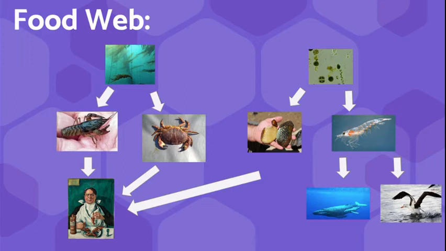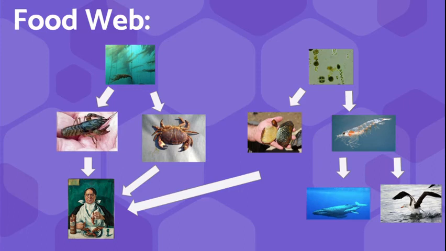Another producer you find in the Gulf is phytoplankton. So to the right, you see phytoplankton as the producer, mussels as our primary consumer, which eat the phytoplankton, and then humans, once again, are a secondary consumer. Another organism that eats phytoplankton is krill, which is our primary consumer. Secondary consumers of krill are whales and a bird called an albatross that's located here in the Gulf of Florida.